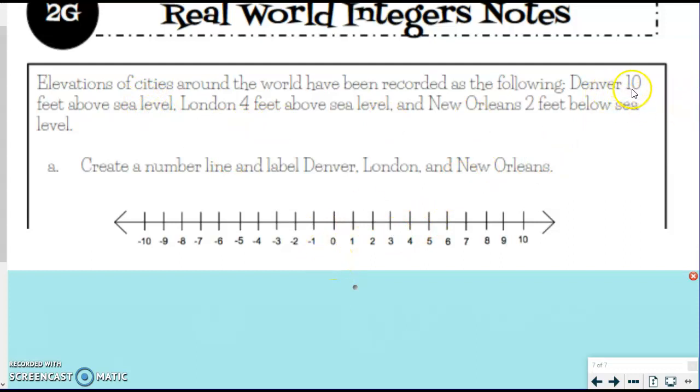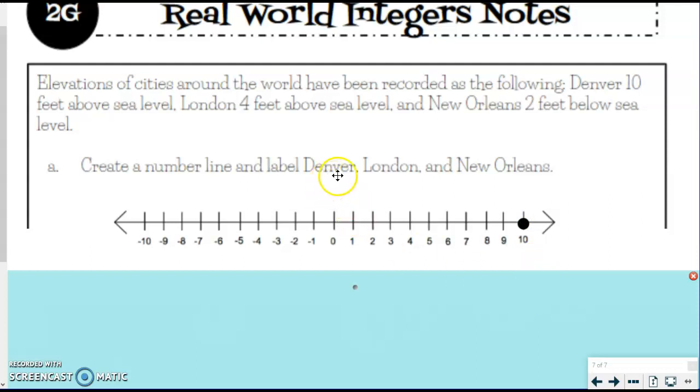So Denver is 10 feet above sea level, so I know I'm going to have to go to the right of 0 because it's above 0. And so I'm going to put my dot, because we always put a dot, and notice how it's right on the number line, not above or below it. But we also want to label it.